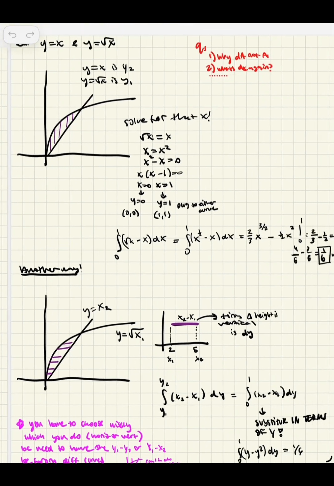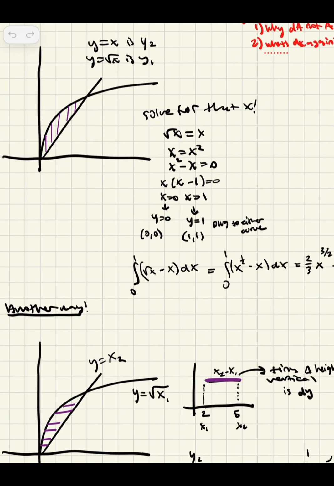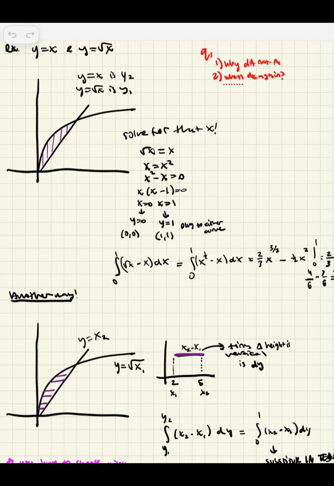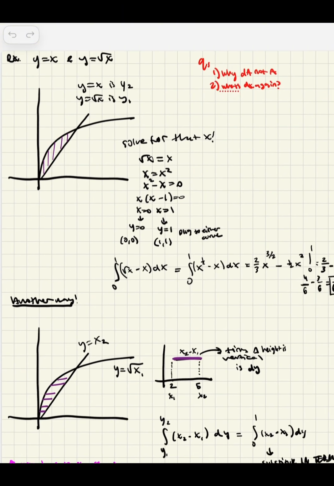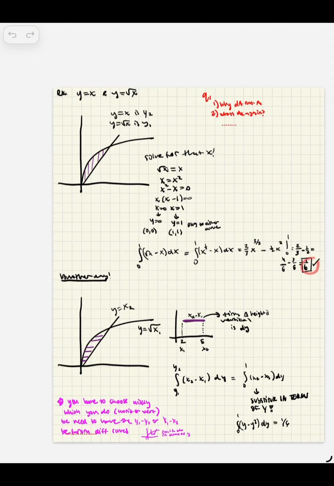So now you can write this as an integral. You can write from 0 to 1 of root x minus x dx. You pick root x as your y1, as your first value, because it is higher up, do you see? So you're going to simplify this, and you end up with 1/6. But there's another way to do this.